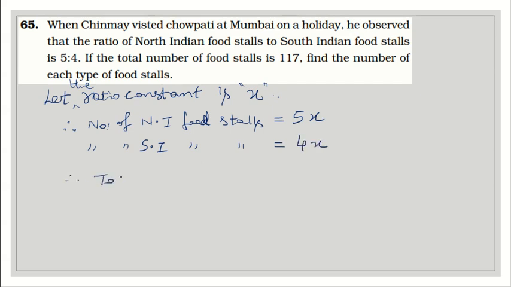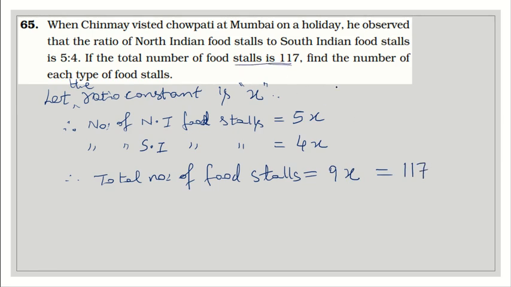Therefore, the total number of food stalls is the sum of 5x and 4x, which will be 9x, but it is equal to 117 because there are total 117 food stalls. It implies x equals 117 divided by 9, and it is 13.